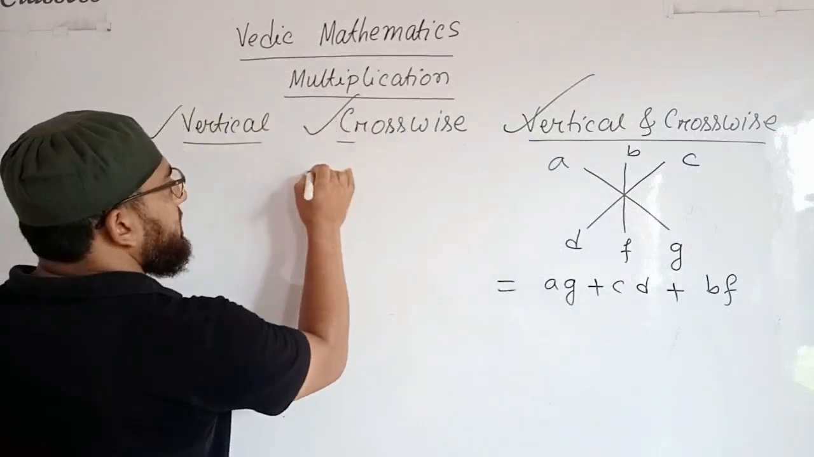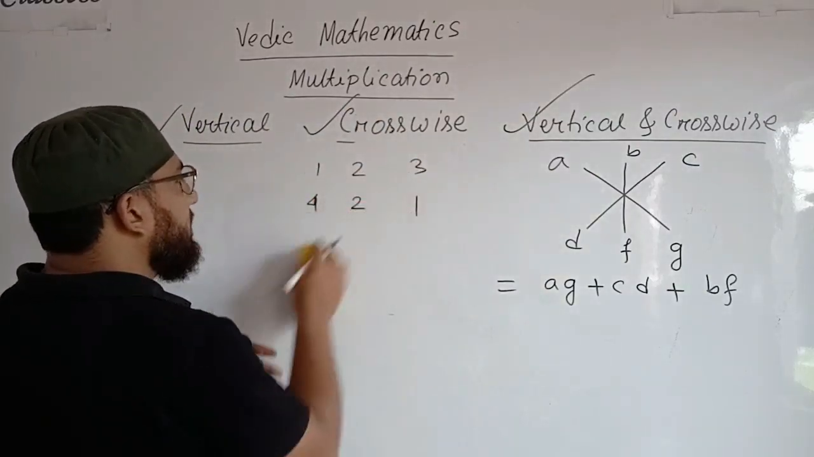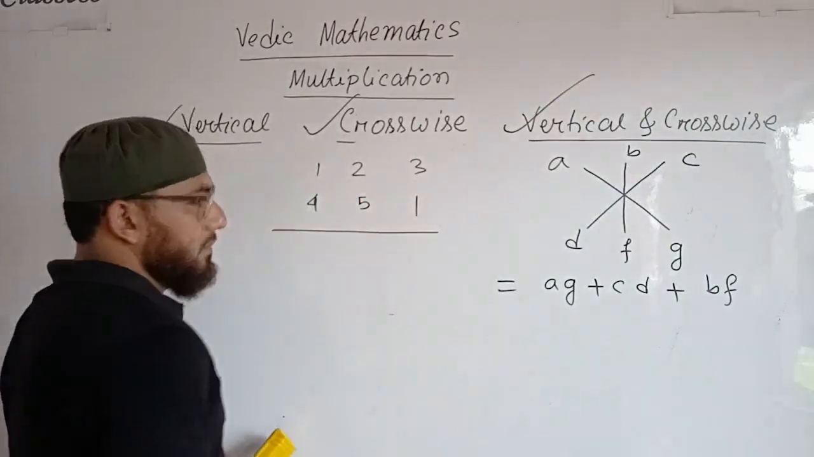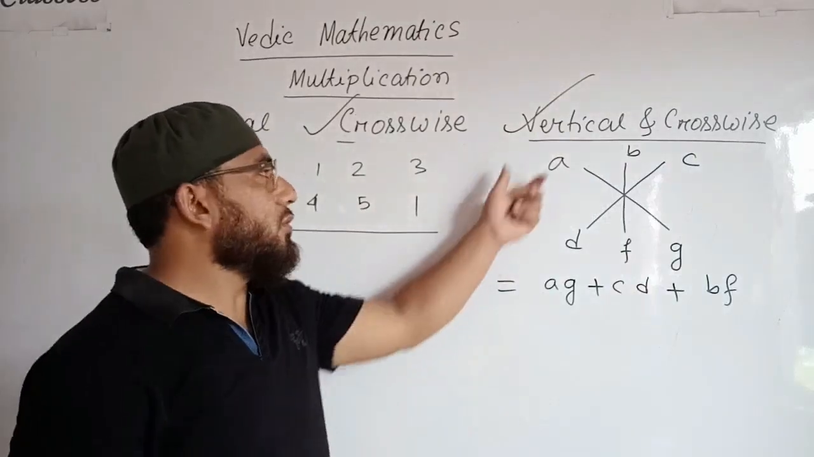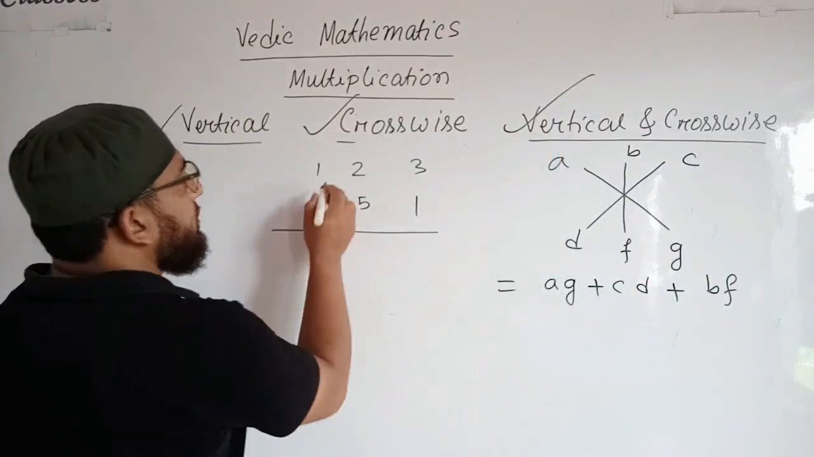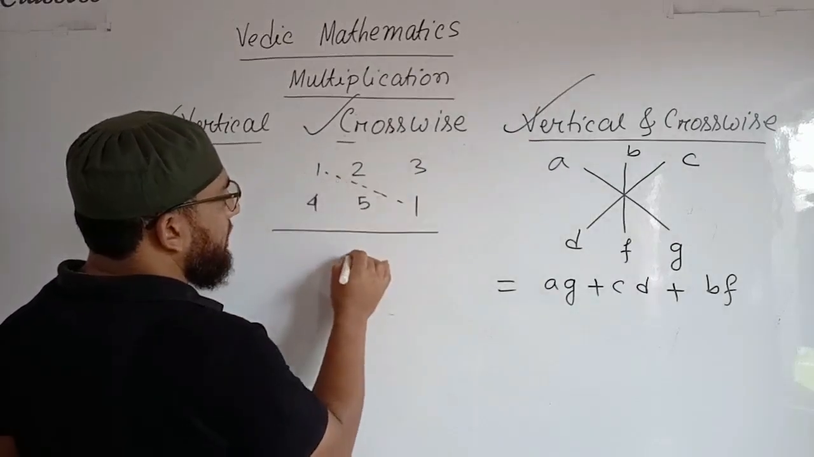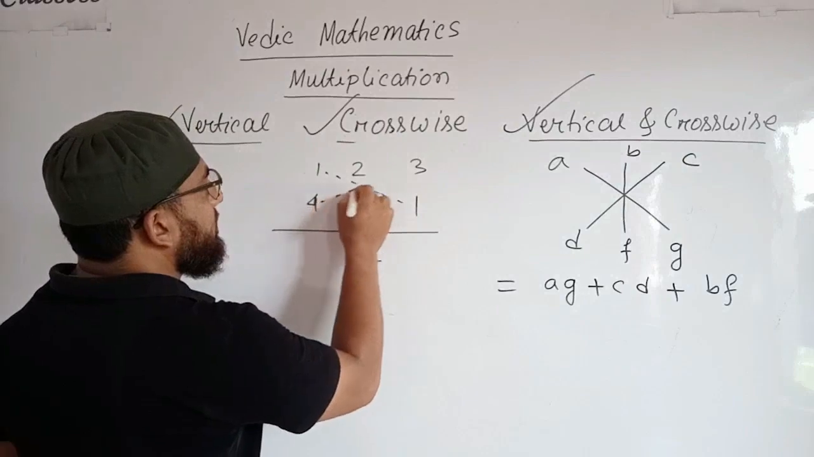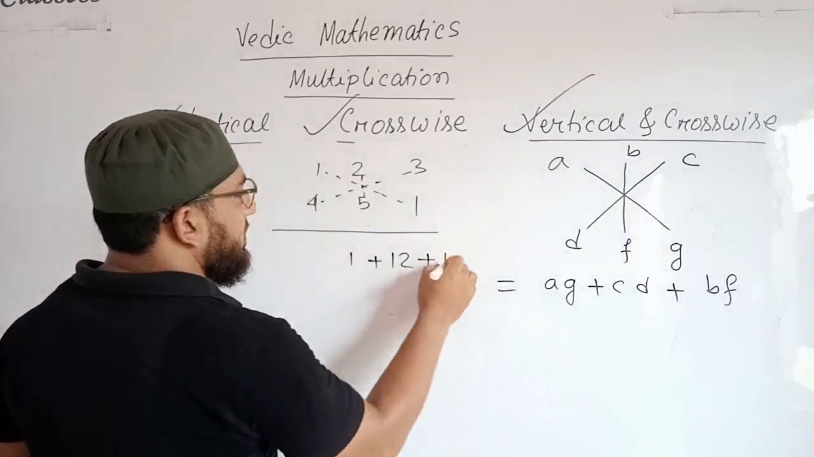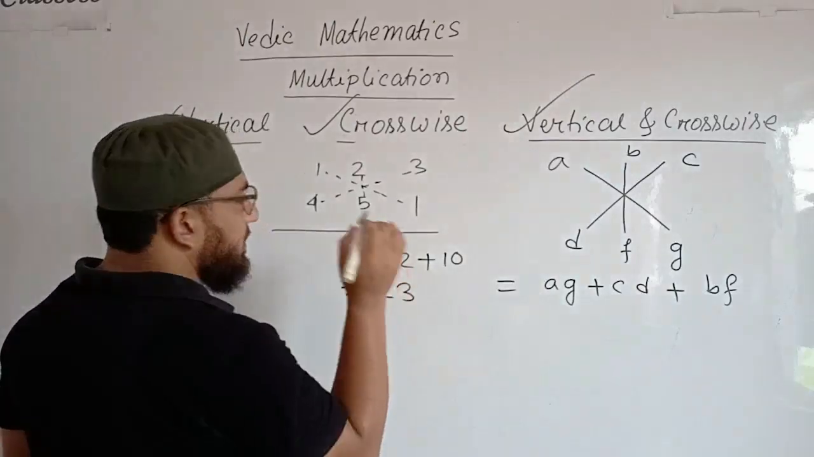Take one example. Say you have 1, 2, 3 and 4, 2, 1, and take here 5. Whenever you use vertical and crosswise, what will be the answer here? First you have to do the crosswise. So 1 into 1 is 1, plus 3 into 4 is 12, plus 2 into 5 is 10. So that is 22, plus 1 is 23.